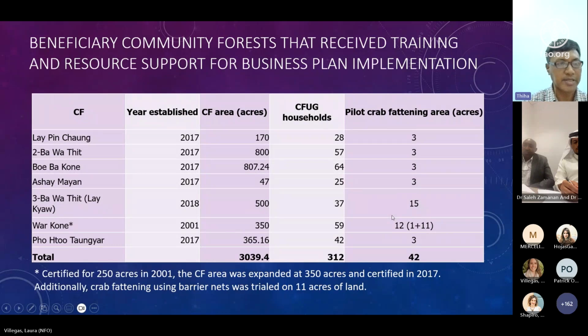Next slide, please. So this is the summary of the community forest user groups. They received the support from the technical assistance. As you see, the beneficiary list is quite small, but we still think the impact was quite effective. Next, please.